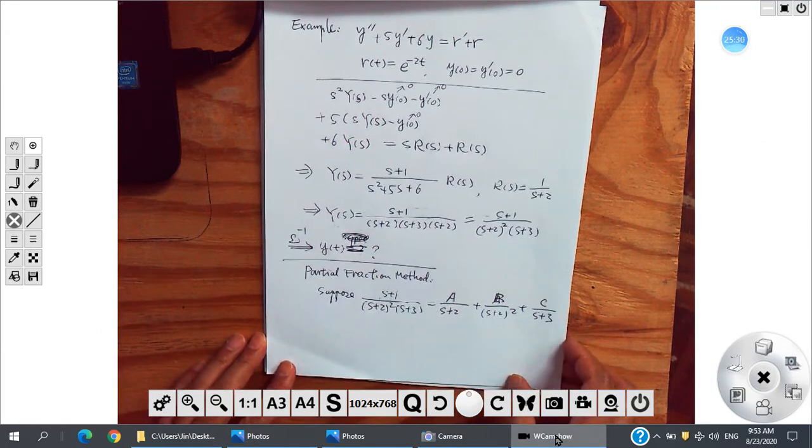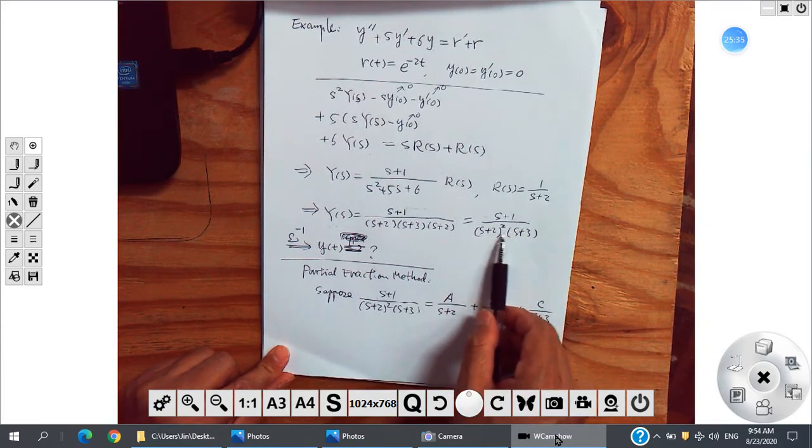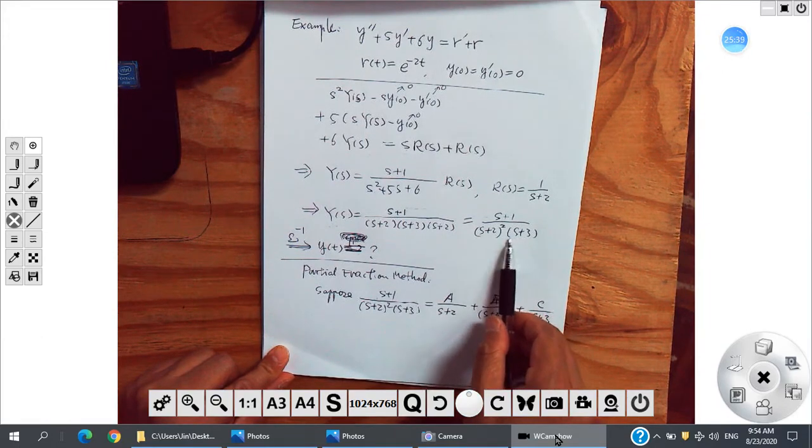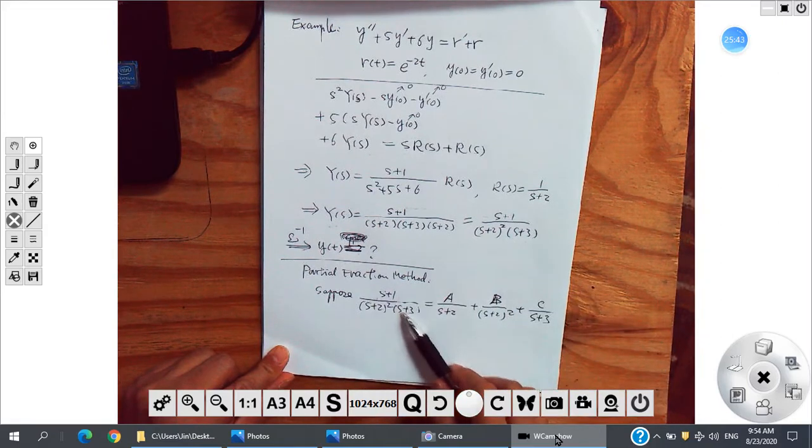We check the table. We cannot find this directly from the table, so we need to solve it by the partial fraction method. We write this one as a summation of some small pieces. Each piece is a fraction with a somewhat simple denominator. The numerator is a constant, and we need to determine this constant. The denominator is a simple factor.